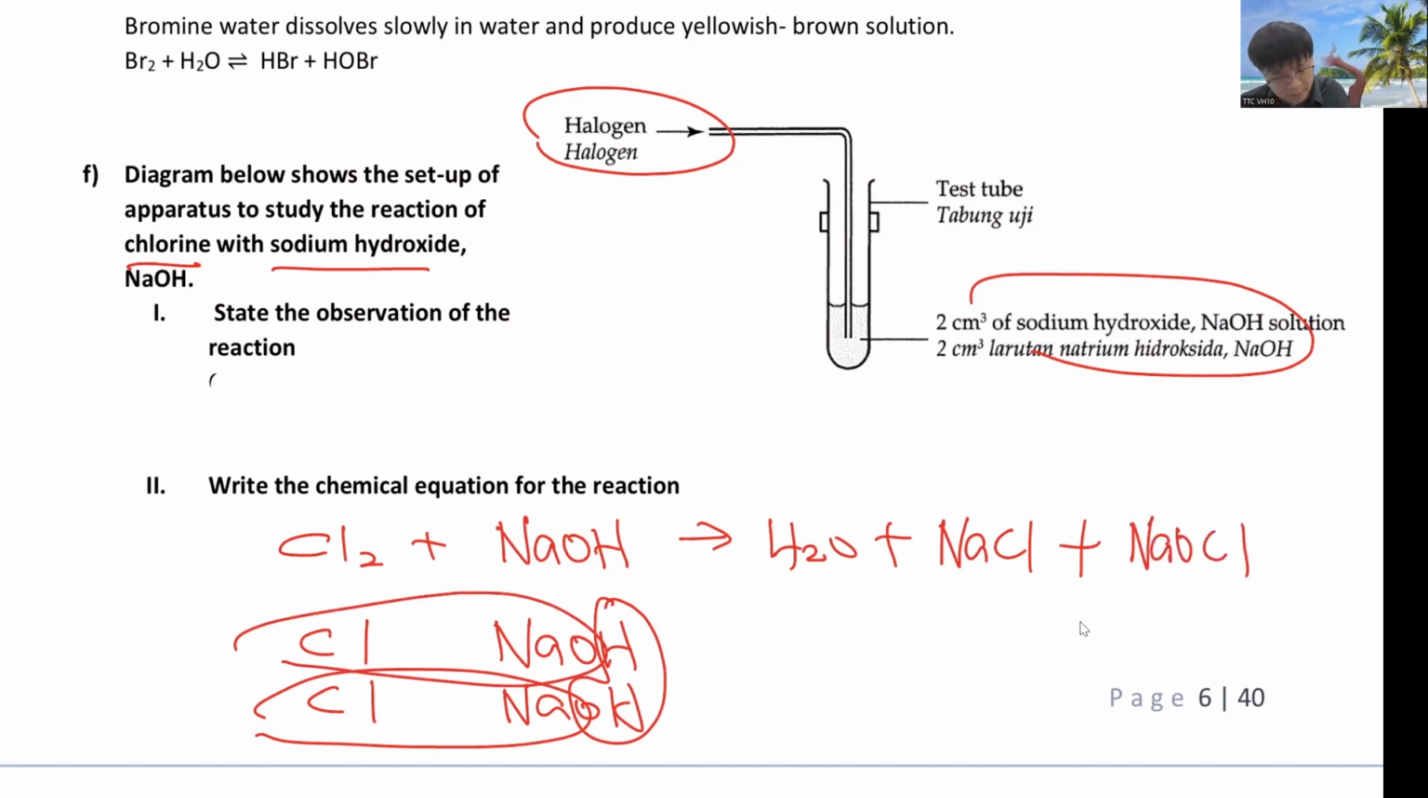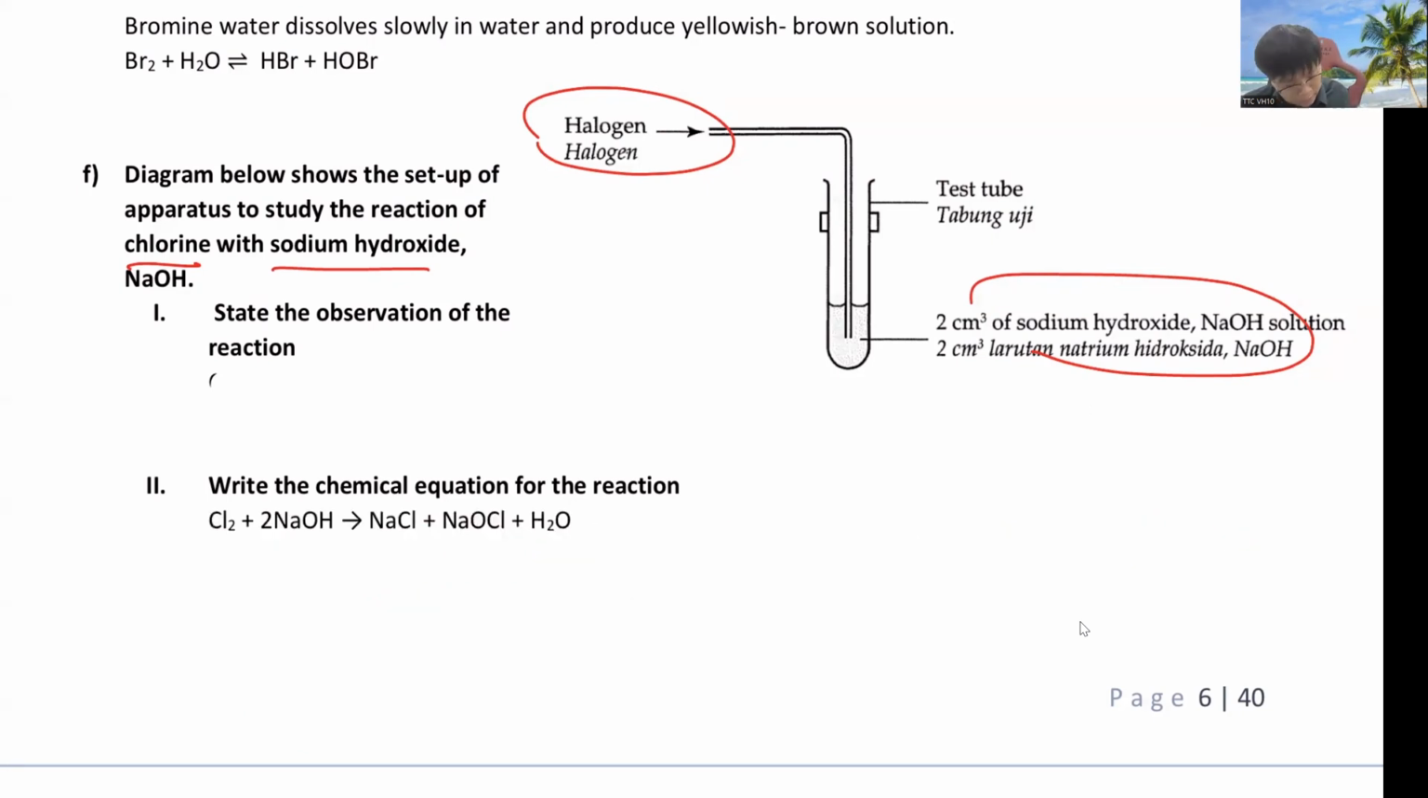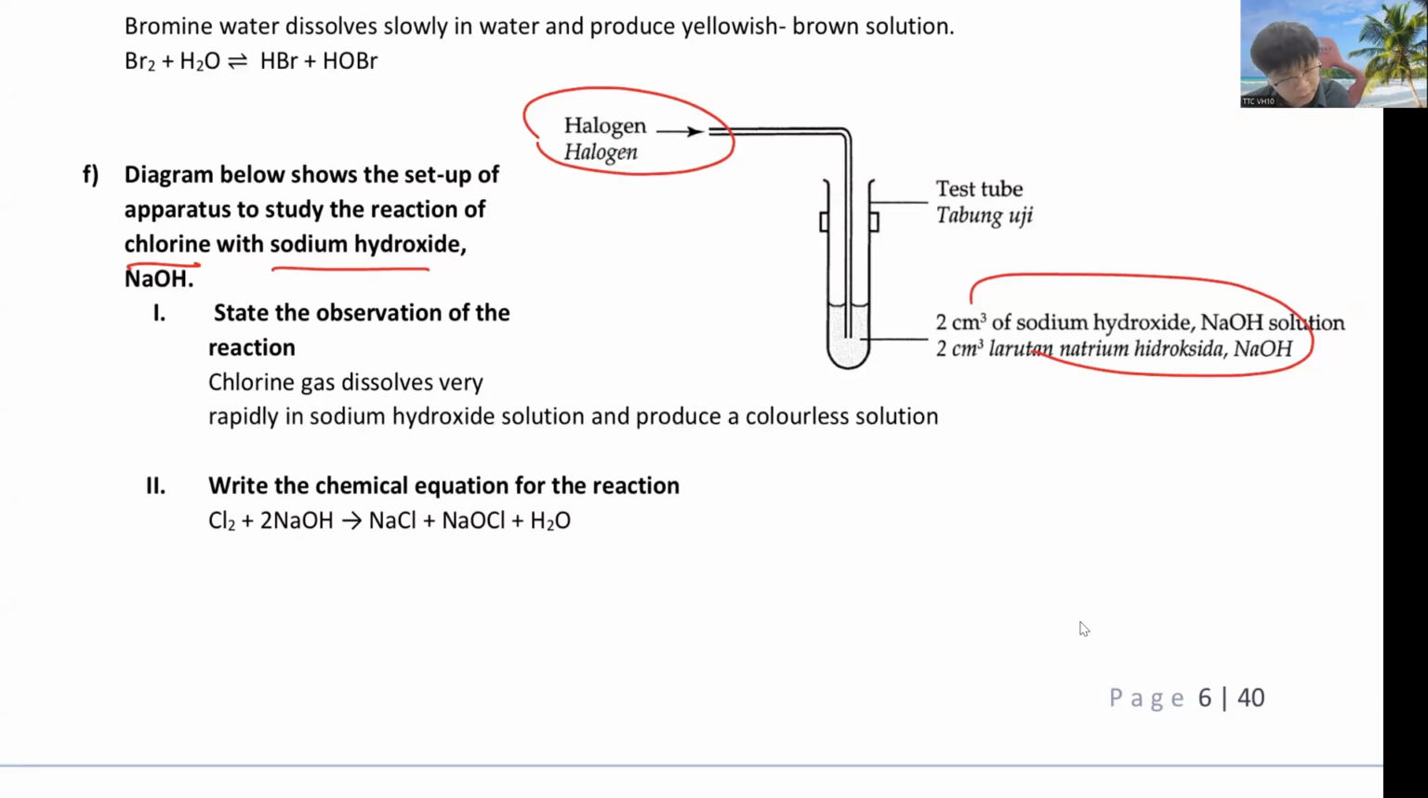Yeah, so this is the idea. Then the observation: chlorine is quite fast, so it dissolves very rapidly in this. So it produces a colored solution.